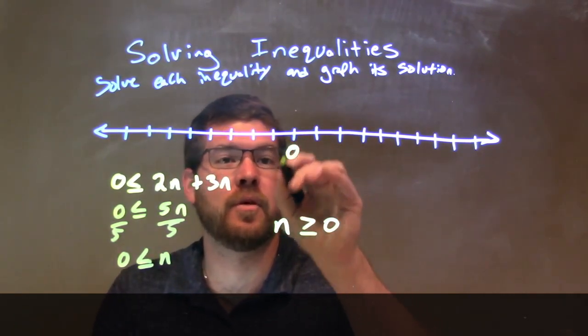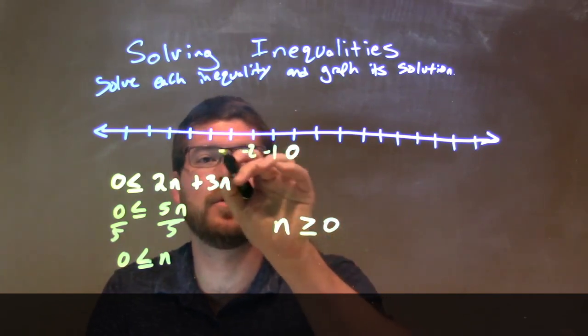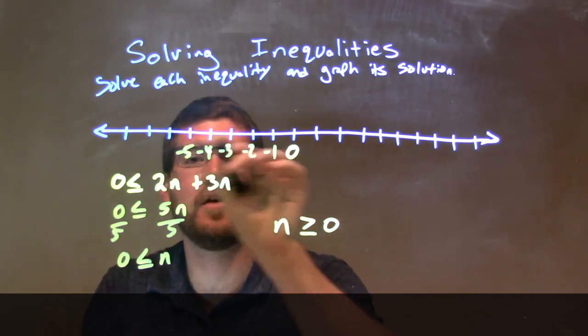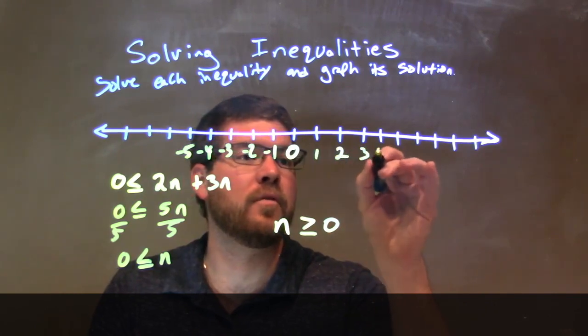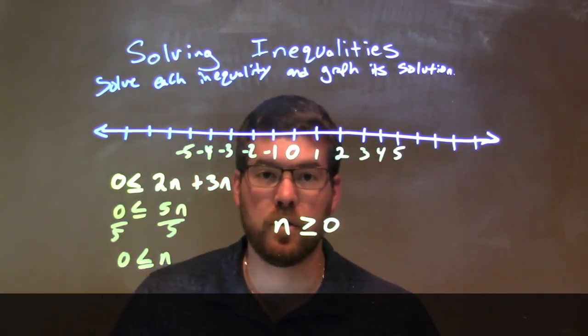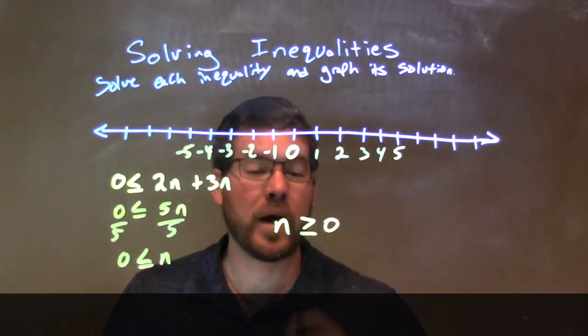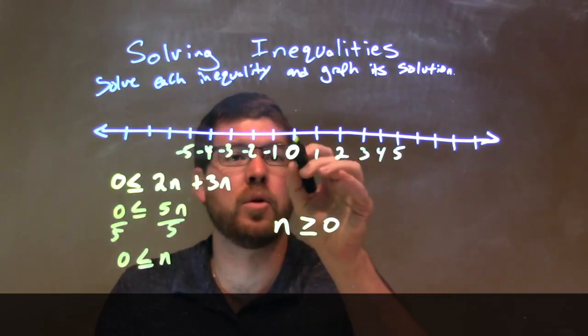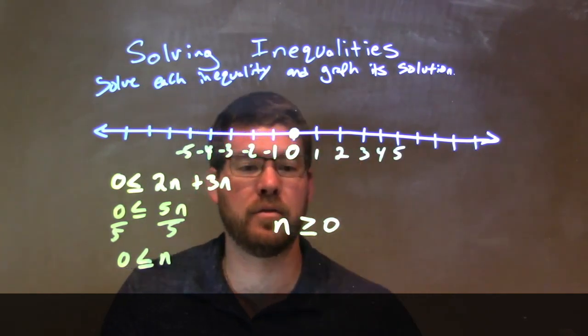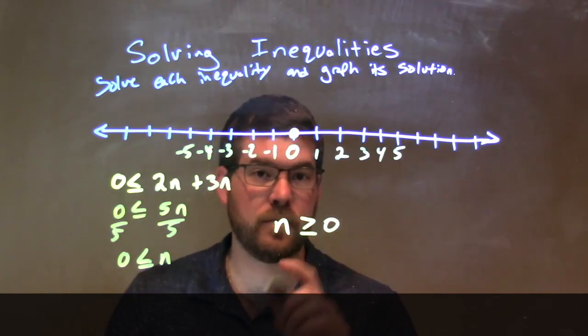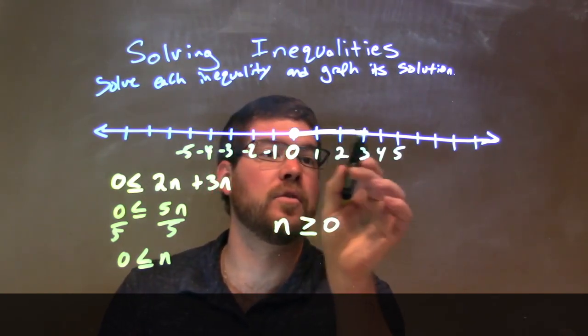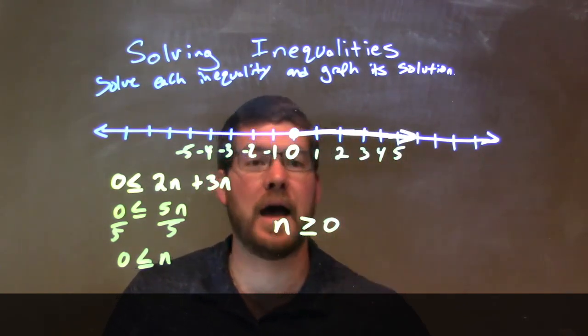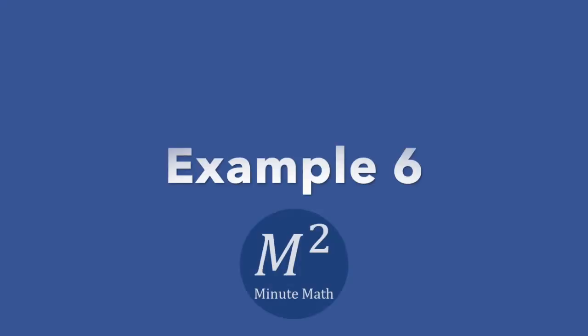So we have, let's put 0 right here, and we have -1, -2, -3, -4, -5, and 1, 2, 3, 4, and 5. So from there, n is greater than or equal to 0, we put a closed circle right here at 0, and then since n is greater than, right, we shade to the right. Shade to the right there, and there we have it. Our final answer.